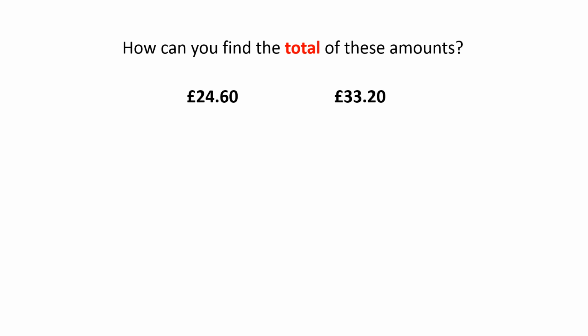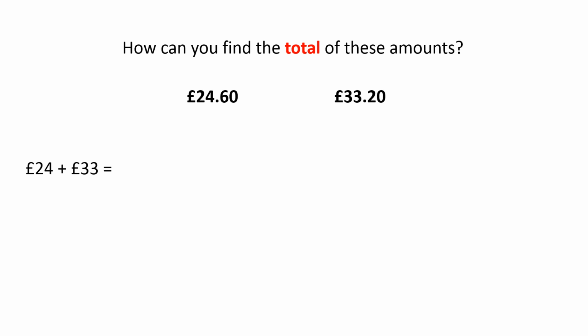How can you find the total of these amounts? So we have £24.60 and £33.20. Pause and have a think about what method you can use to figure this out. Okay, let's see. So first, to work out the total, we have to add these amounts. And let's see, we can do some partitioning over here. So let's first add the pounds.